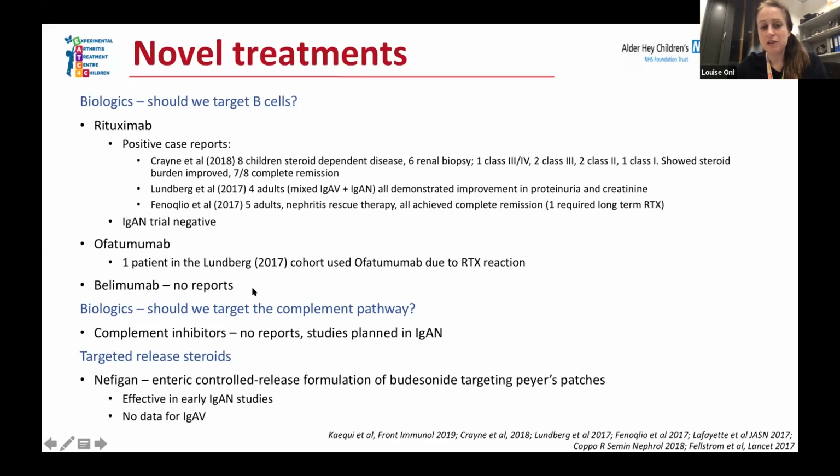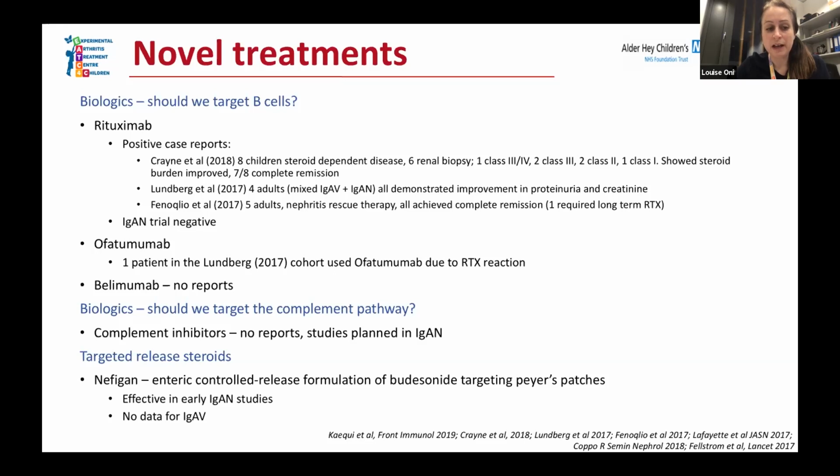The other suggestion is, should we target the complement pathway? We often see C3 in association with the IgA deposited within the vessels, and complement inhibitors are being planned in IgA nephropathy trials at the moment, and there are no reports on the use of complement inhibitors in Henoch Schoenlein Purpura at this moment. Could we consider targeted release steroids, so using steroids in a slightly different, perhaps more effective way?